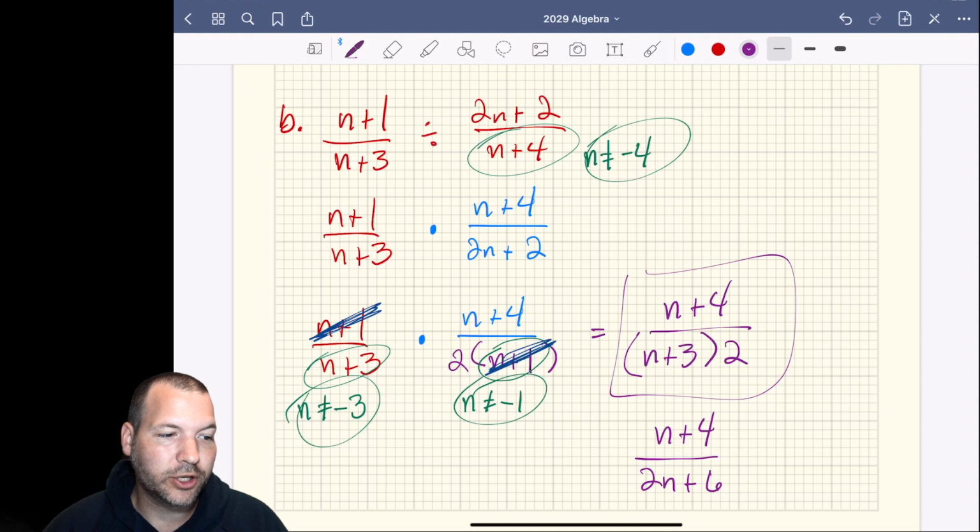Take a moment and work out, check your progress. 1a, 1b, 1c, and 1d.